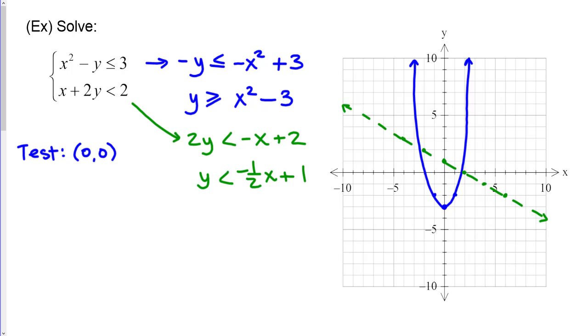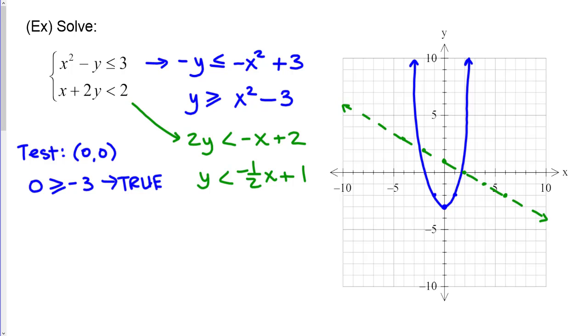When I plug this into y is greater than or equal to x squared minus 3, I would have 0 is greater than or equal to negative 3. 0 is larger than negative 3, so this is a true statement, which means I shade the side of the parabola that contains the origin. So I'm going to wait before I do that, though, so that I don't have to shade too much. All right, but I know what side of my parabola I'm going to shade.